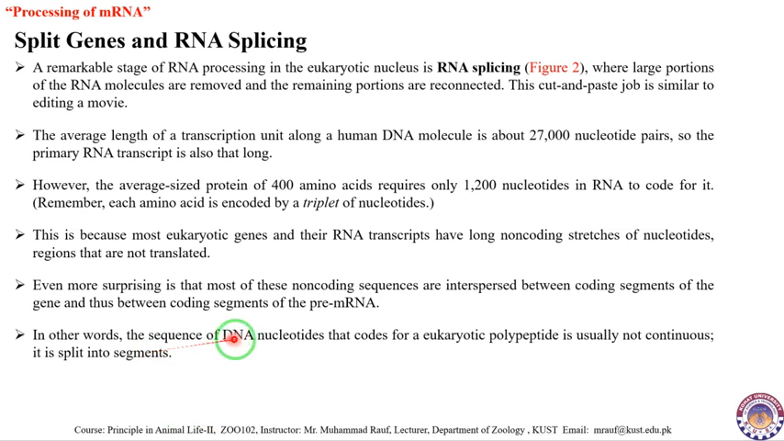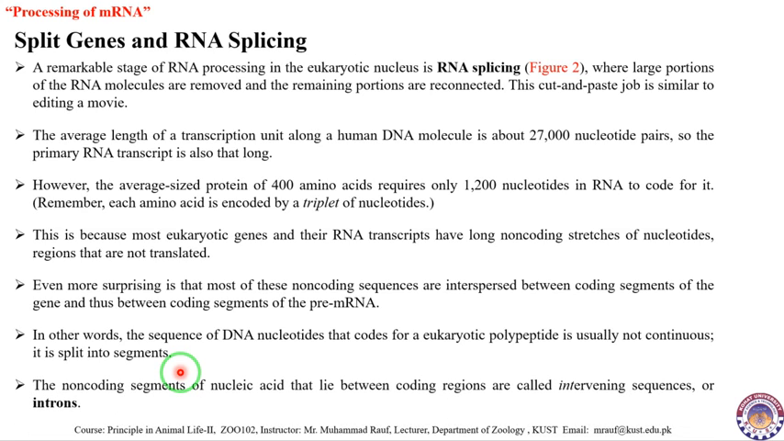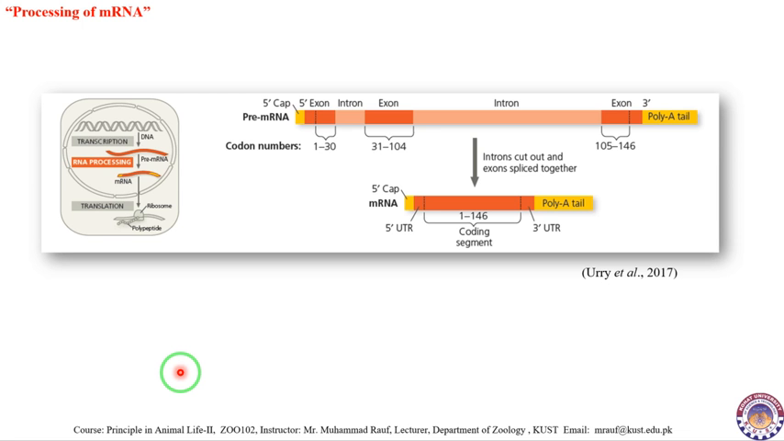In other words, the sequence of DNA nucleotides that codes for a eukaryotic polypeptide is usually not continuous. It is split into segments, meaning the coding regions and non-coding regions, then the coding regions. So these non-coding regions are called intervening sequences or introns.